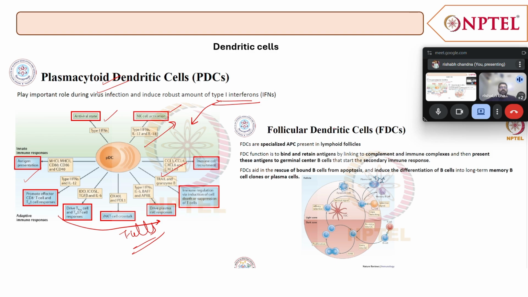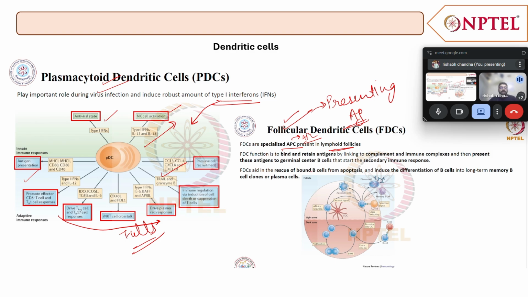Okay, moving on to the follicular dendritic cells, FDCs. These are specialized APCs. So APC is an antigen presenting cell. Okay, so these are present in lymphoid follicles. So they are important in presenting the antigen to different T cells during their maturation, T cell and B cell for their maturation.